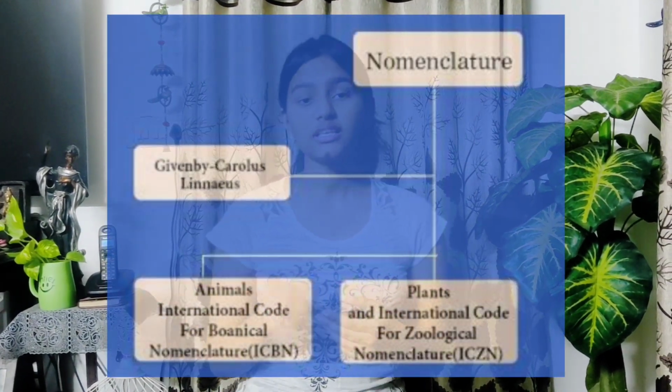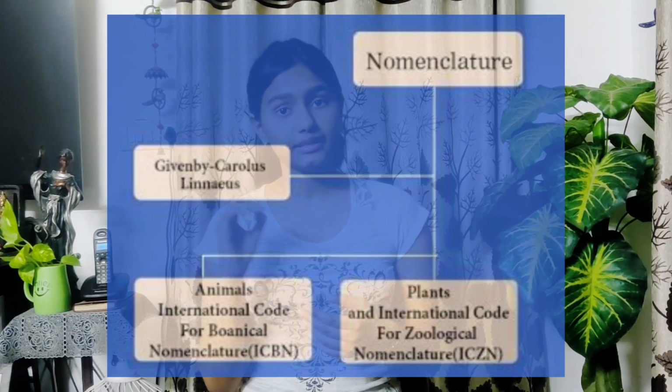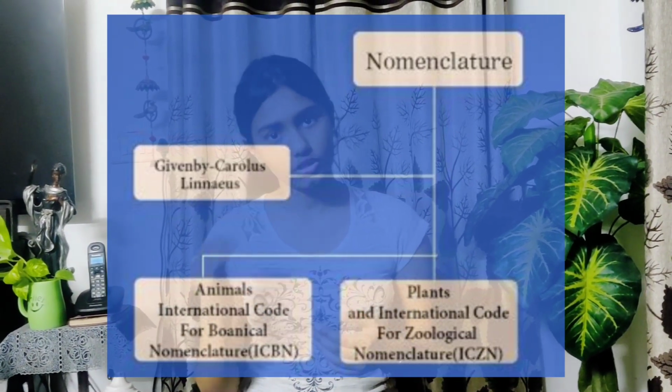Oh, I forgot to add one short point: these names are given according to specific criteria for naming organisms. And who is responsible for this? Basically the ICBN and ICZN, which are the International Code of Botanical Nomenclature and the International Code of Zoological Nomenclature. Zoological, as the name suggests, is for animals and botanical is for plants. So these two are the organizations responsible for naming the different organisms that are found: ICZN for animals and ICBN for plants.